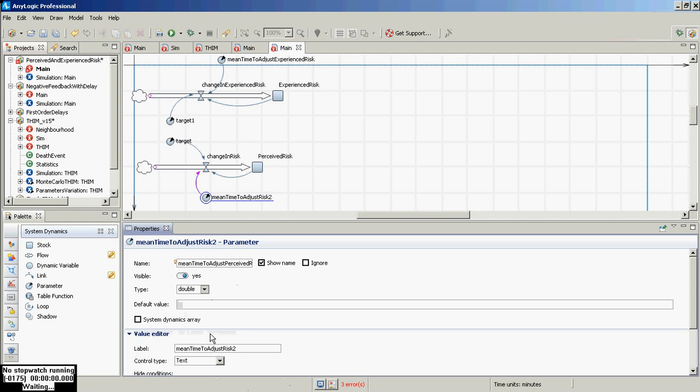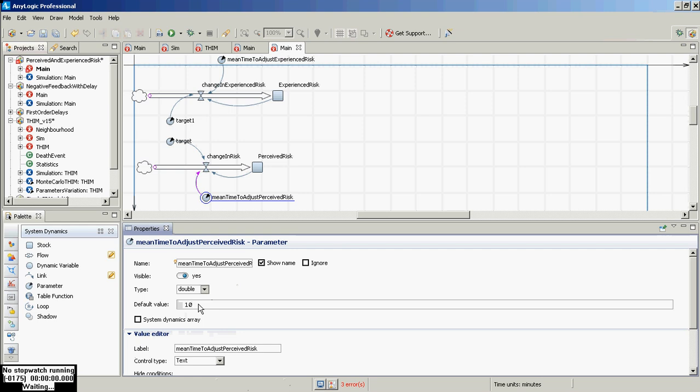Perceived risk. Like that. And its value is going to be 10. Okay? So it's going to take a while for our perception to reflect the actual situation. If there's going to be a gap between target and our perceived risk, it's going to take a while for that to sink in enough to change our perception of it.